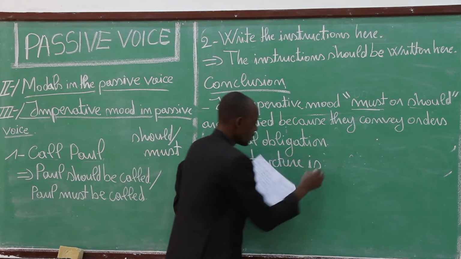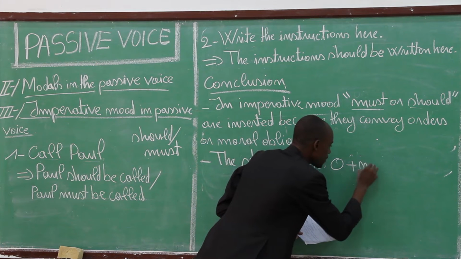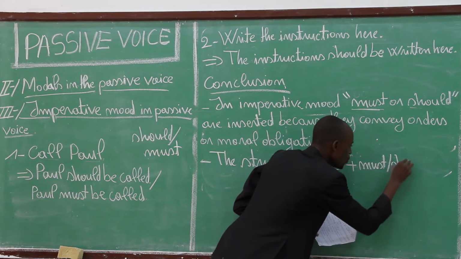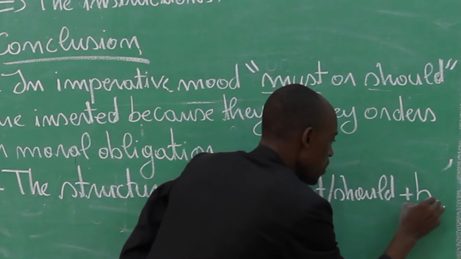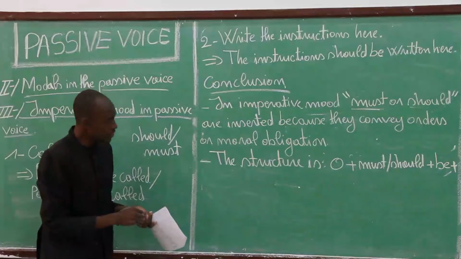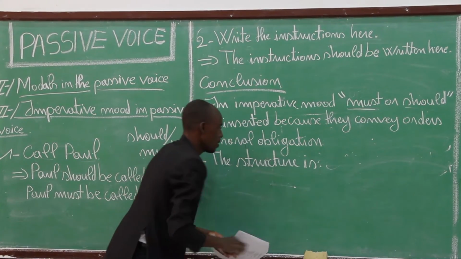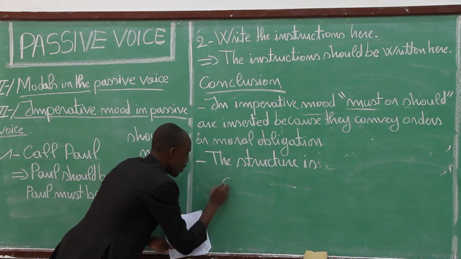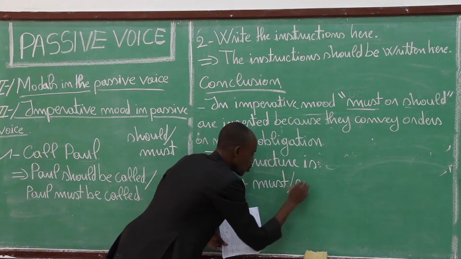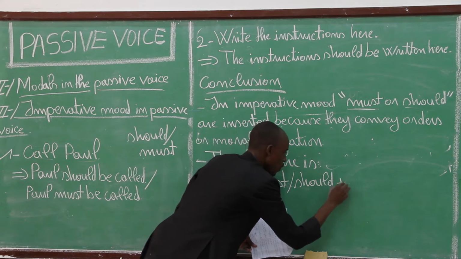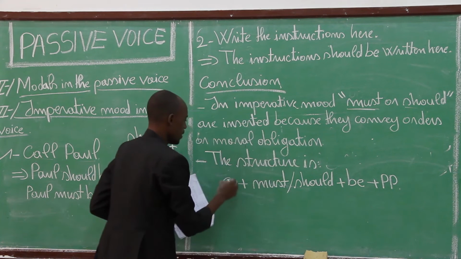The structure is: object plus must or should plus be plus PP, past participle. We have object plus must or should plus be plus past participle. This is the structure.